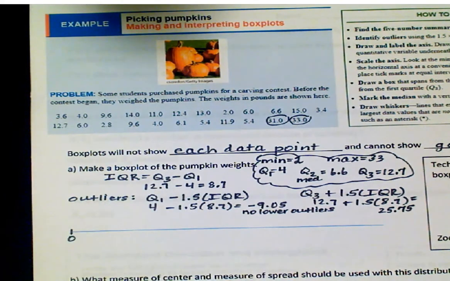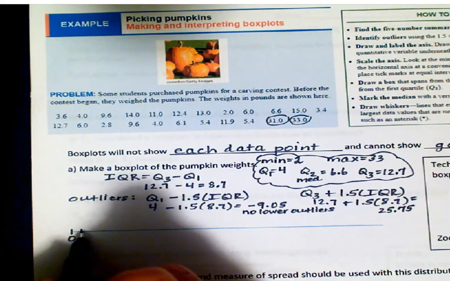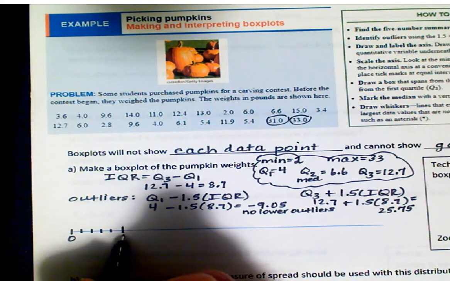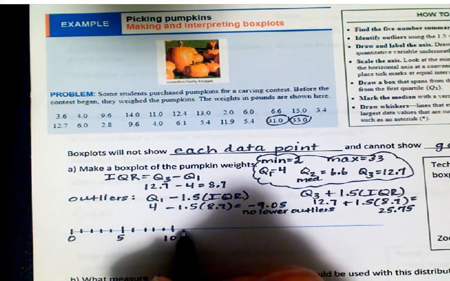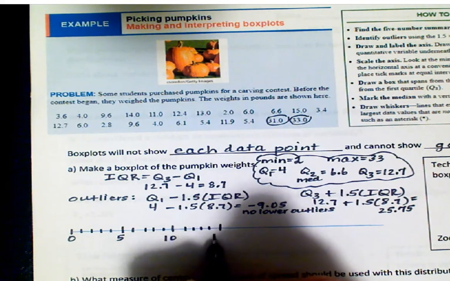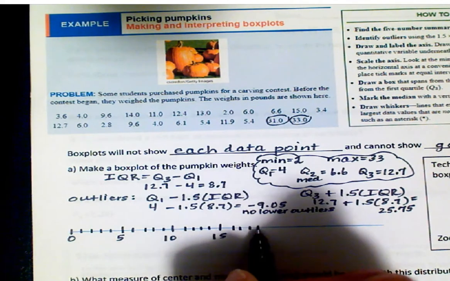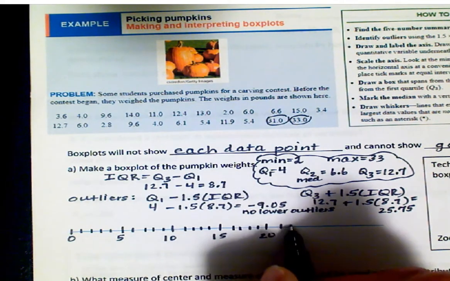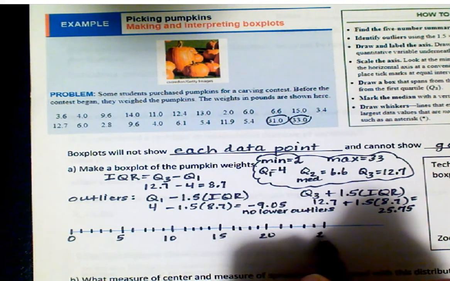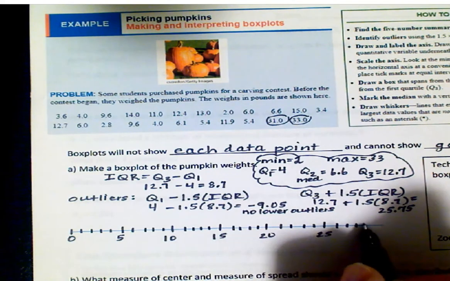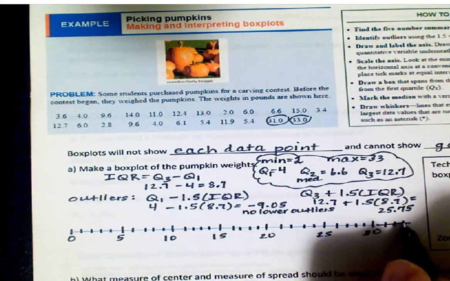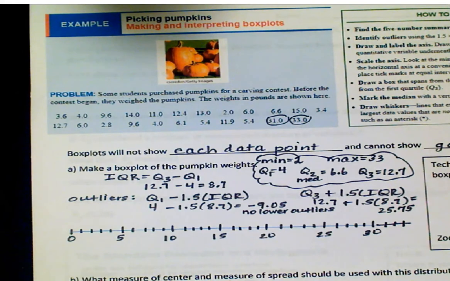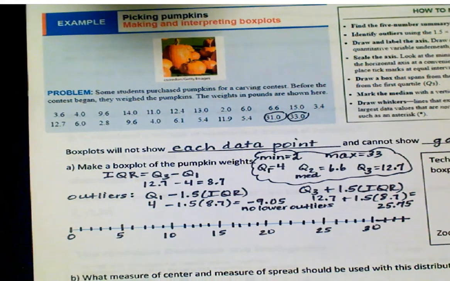We're going to number from 0, and I'm just going to make little dashes here. 1, 2, 3, 4, there's 5, a number line. 1, 2, 3, 4, 10, 1, 2, 3, 4, 15, 1, 2, 3, 4, 20, 1, 2, 3, 4, 25, 1, 2, 3, 4, 30, and then a couple more, okay? Because we've got to get up to 33 so we can put our outliers on here.